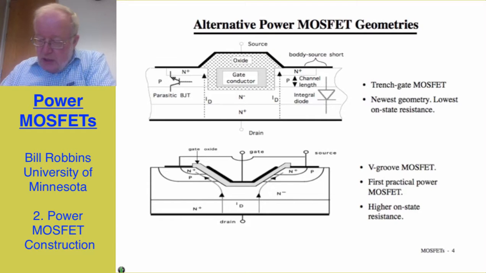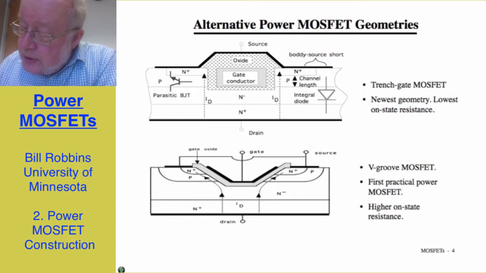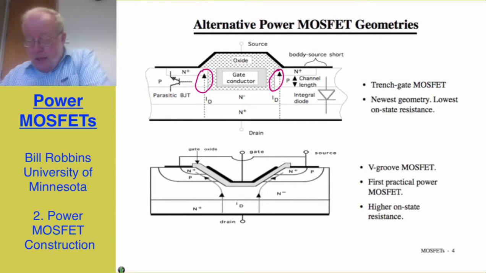In this case, the current flow now is entirely vertical because the channel region is formed right here and right here. And because of this construction, this device has lower on-state resistance than a comparable VD MOS, comparable meaning same current carrying capability and same breakdown voltage.